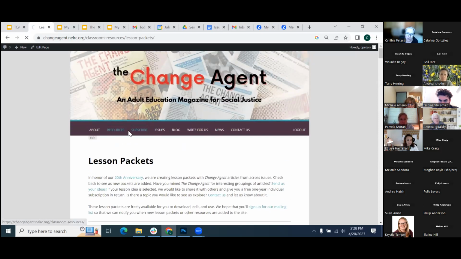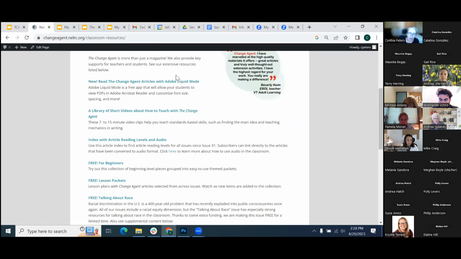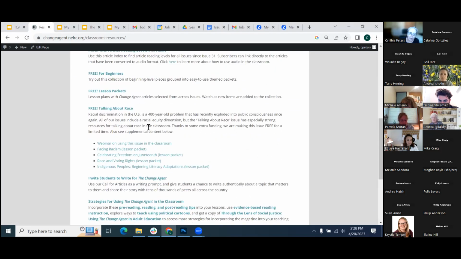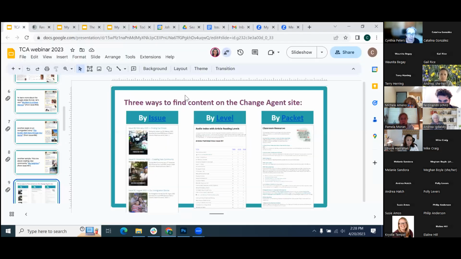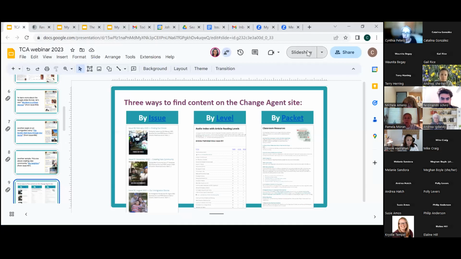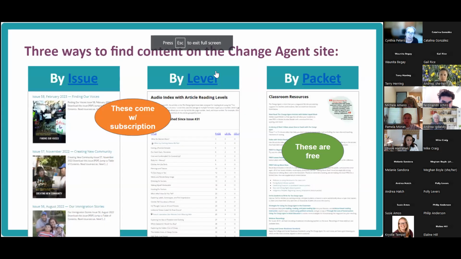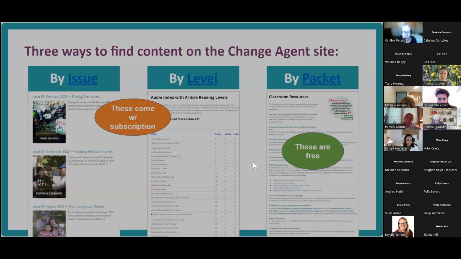And if you go to this resources tab, you'll see lots of other content that's also available for free, including the entire race issue, which we made free a few years ago. Okay, so I want people to know these three approaches: by issue, by level, and by packet. And then just a reminder, these two, you kind of need the subscription to really go far. Once you click on these, you need a subscription to get into the content. But with the packets, they're free. You don't need a subscription. Again, any questions, just put it in the chat. Catalina, please interrupt me if I'm missing anything there.